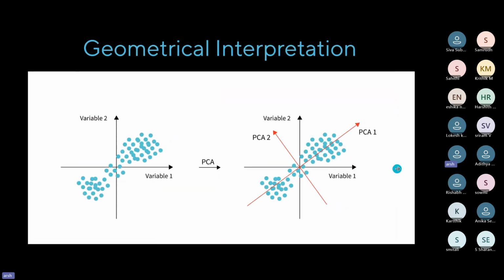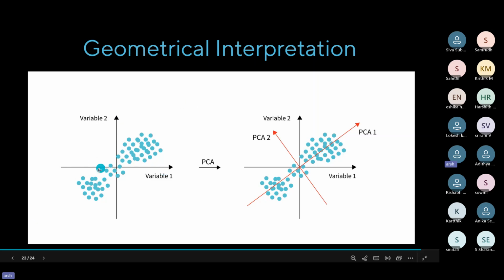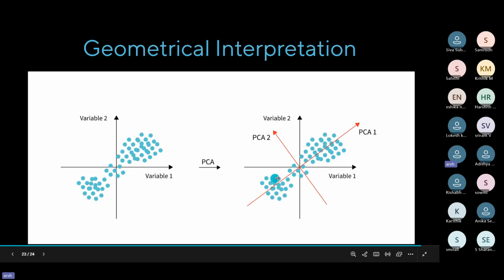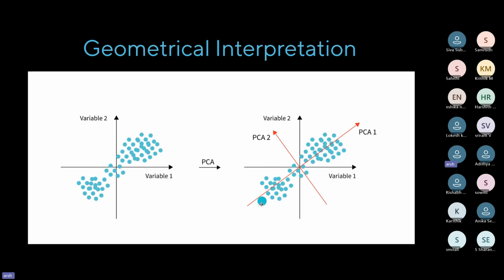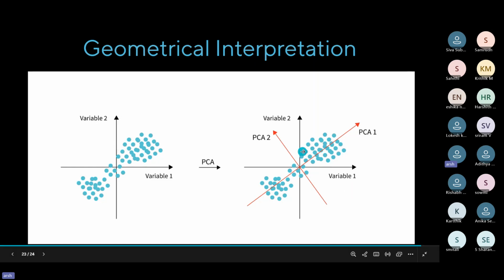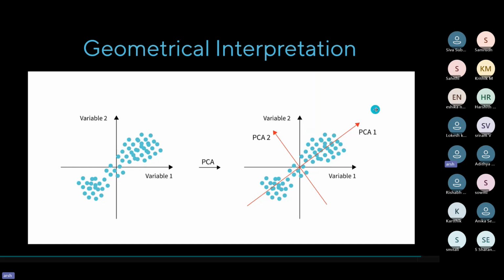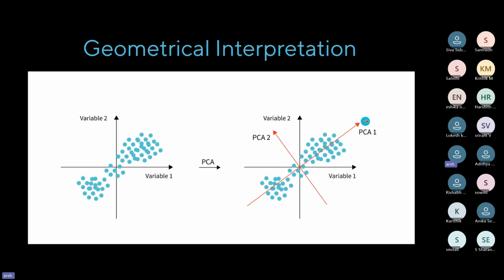This is the geometrical interpretation of PCA. As you can see, there's one variable, second variable. Data is spread out like this. These are the principal components that you'll get if you run the algorithm. This is pretty obvious, this is the linear regression line. This has the maximum information stored in it. And the second principal component would be orthogonal to the first one. That's it in the algorithm.